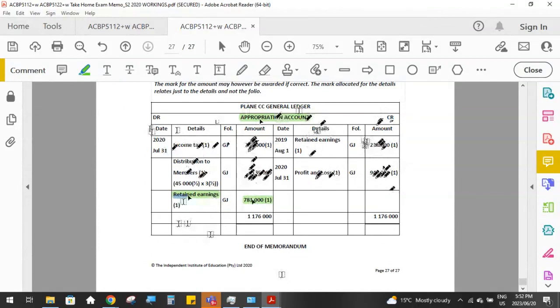And when you get to the end of next year and you do this appropriations account again, your very first entry here at the top will be debit retained earnings, credit appropriations account, 781,000. Okay, so you see what we've done. We took accumulated profits, we added the new year's profits to it to get the total accumulated profits. We then paid the tax out of that amount of profit. We distributed the 45,000 to each member, and then the total profits left over, we transferred back into the retained earnings account.